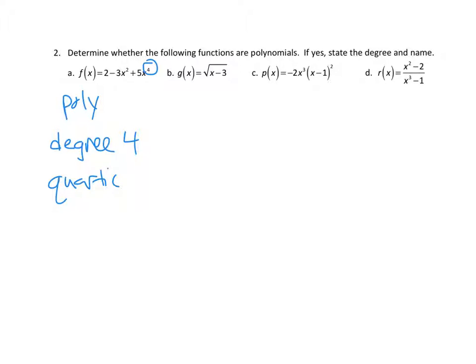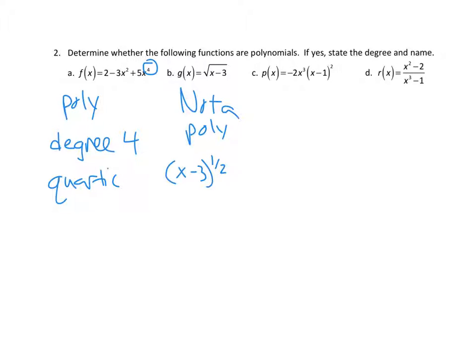The next one is not a polynomial because it has a square root. And a square root is a fraction exponent. So that's actually the same as x minus 3 to the 1/2 power. And that is not going to be a polynomial. We're not allowed to have fraction, decimal, or negative exponents in a polynomial.